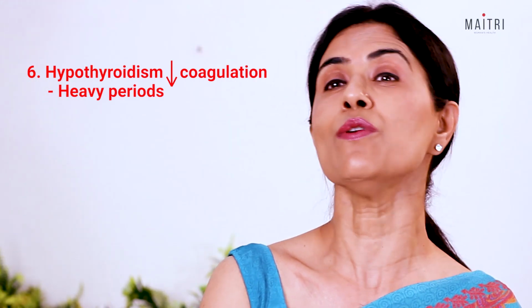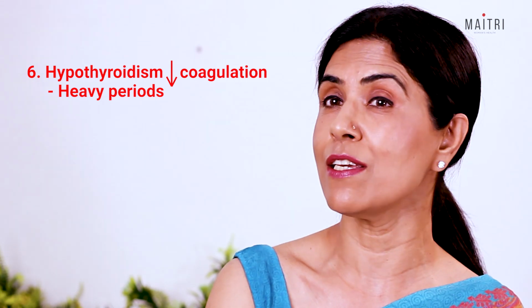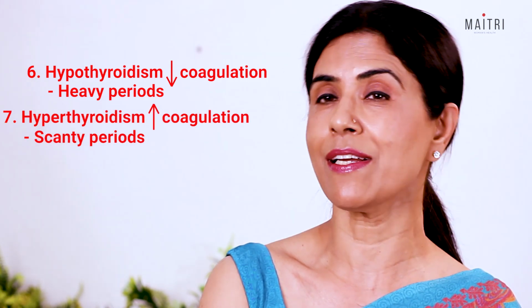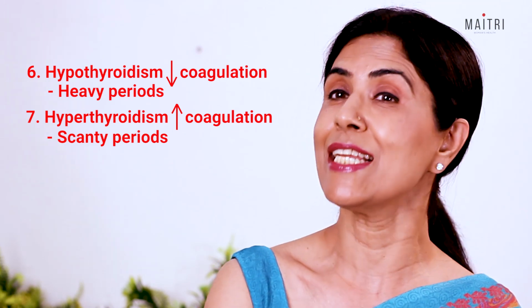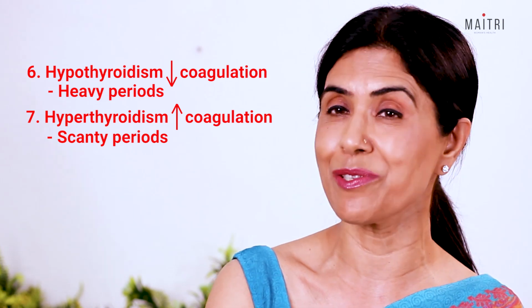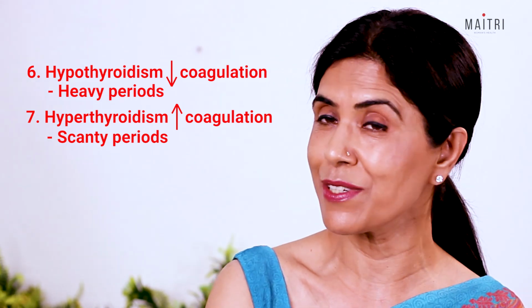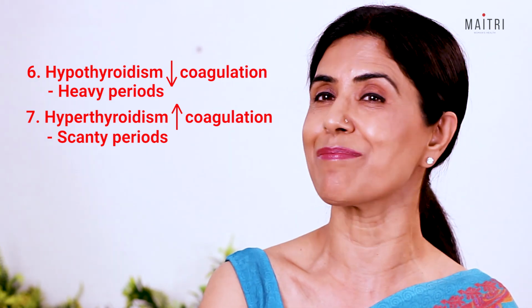Hypothyroidism also decreases the coagulation factors in the body, leading to heavy periods, and hyperthyroidism increases the coagulation factors in the body, leading to scanty periods. So it's very interesting actually to note how hypothyroidism causes heavy periods and hyperthyroidism causes scanty periods.